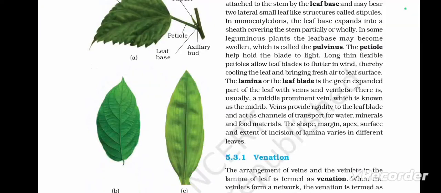leaf surface. The lamina or the leaf blade is the green expanded part of the leaf with veins and veinlets. There is usually a middle prominent vein which is known as the midrib. Veins provide rigidity to the leaf blade and act as channels of transport for water, minerals and food materials. The shape, margin, apex, surface and extent of incision of lamina varies in different leaves.